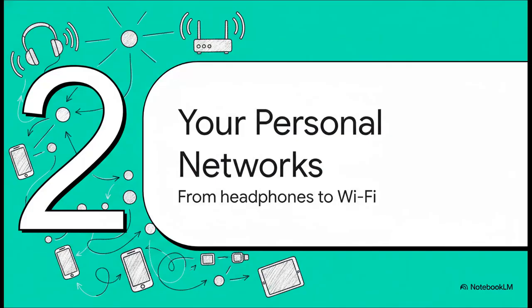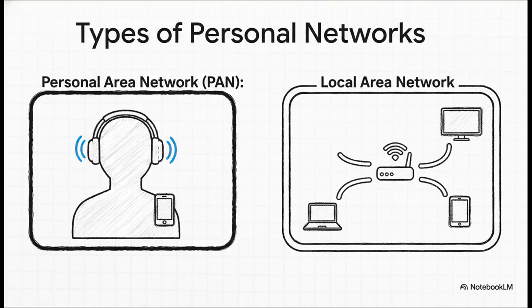All right, let's bring this whole concept way down to a personal level, because you are surrounded by networks every single day, and you probably don't even realize it. We're going to start with the smallest ones and work our way up. So first up, you've got the smallest scale, your personal area network, or a PAN. Just think about your wireless headphones connecting to your phone with Bluetooth. Yep, that's a PAN. It's a tiny network just for you.